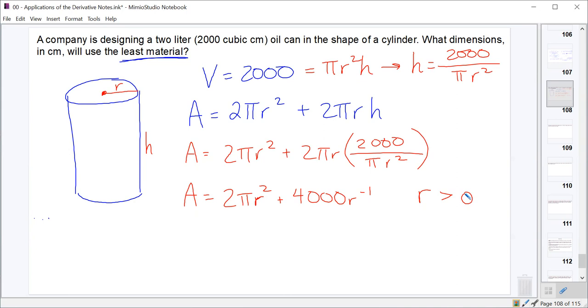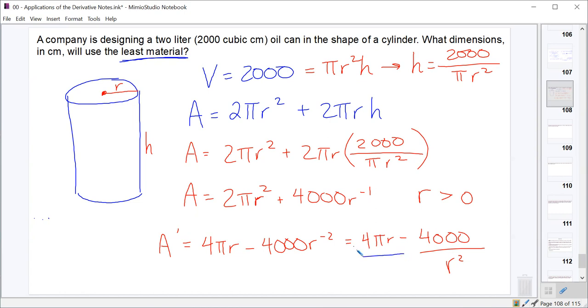So now we're ready to take our derivative. A prime should be equal to, with respect to r, this derivative is 4 pi r minus 4,000 r to the negative 2 power. And we can rewrite that as 4 pi r minus 4,000 over r squared. And then when we go ahead and simplify this down, we're going to get a common denominator. We'll multiply by r squared over r squared to give us 4 pi r cubed minus 4,000 all over r squared.